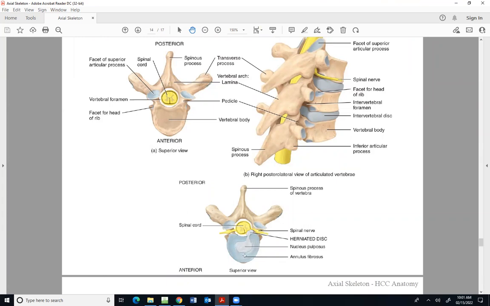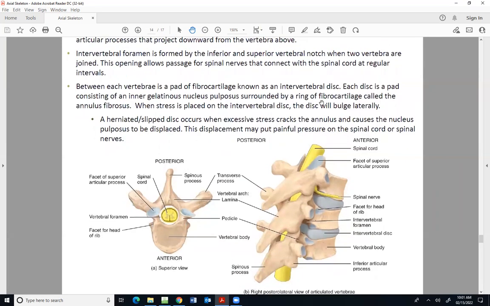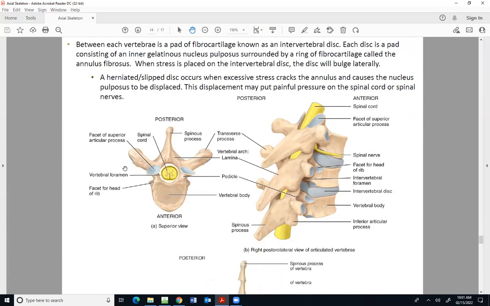But what's happened is the annulus fibrosus, probably because of some type of stress where the back was twisted in a way, or it just leads to this over time, has cracked open, and that jelly-like nucleus pulposus has leaked out. That will cause the disc to bulge laterally and can be very painful by putting pressure on the spinal cord or spinal nerve.